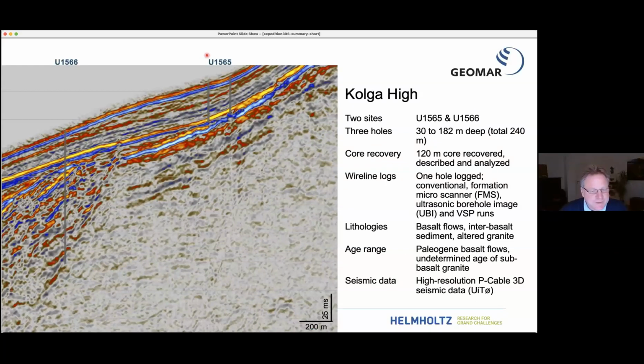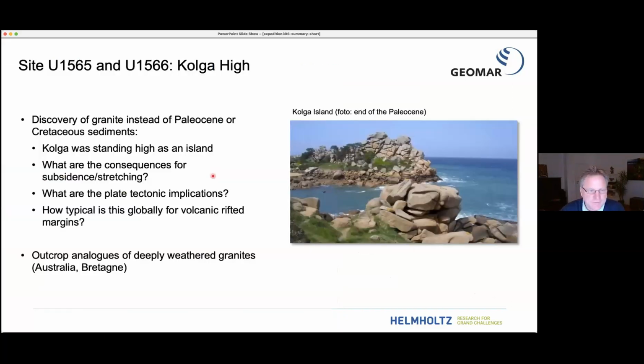And just a couple of slides now with the results. So the first thing that we drilled here was the Kolga High. We had a gap here in the basalts, and we were wondering what this might be. We were mainly expecting pre-breakup sediments, but what we really got here was granites at the very ocean-continent boundary, so basement rocks that have been exposed very high up in the crust, still at this late stage.